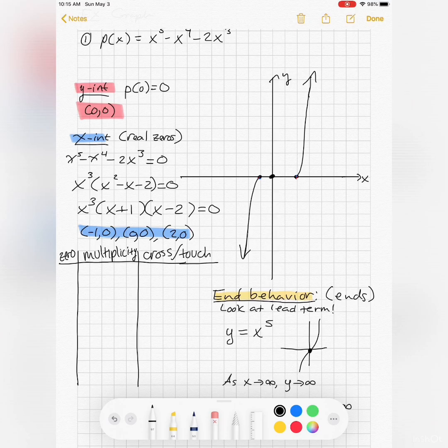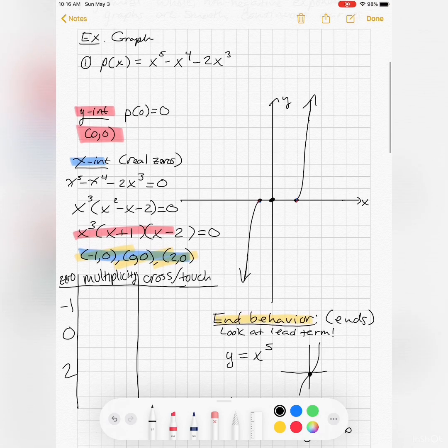So I'm going to list my zeros. So what were those? They were x is -1, x is 0, and x is 2, right? Okay, so now I'm going to look at the factored version of the polynomial. That's here. I can even include that. I think it'd be nice to include that up here. Okay, looks like that, right?